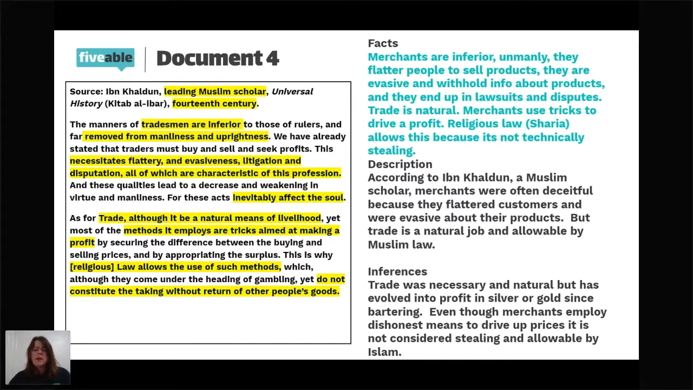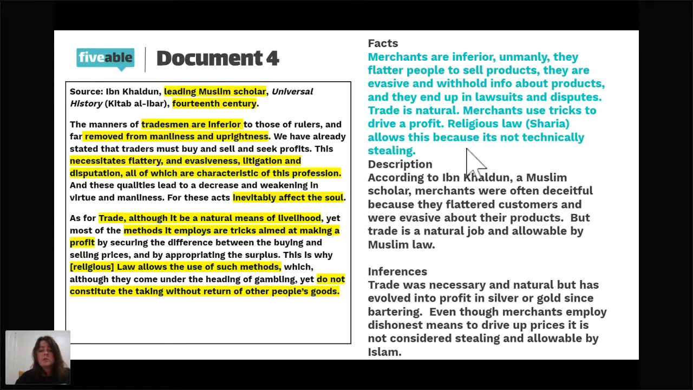Does that make sense? Okay, so what facts, sorry, these are long. It's hard to do the DBQ in a stream. Okay, so my facts: merchants are inferior, unmanly, they flatter people to sell products, they are evasive and withhold info about the products, they end up in lawsuits and disputes. But then I also have trade is natural, merchants use tricks to drive a profit, religious law or Sharia law allows this because it's not technically stealing.